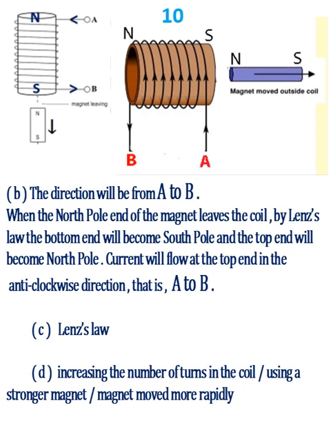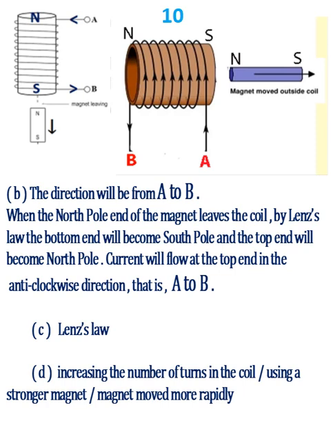See diagram number 10. When the north pole end of the bar magnet is moving away from the solenoid by Lenz's law, the nearer end will become south pole and the further end will become north pole. The further end in this case is the top part of the solenoid, as in the previous diagram. Since it is a north pole there, current will flow in the anti-clockwise direction, that is A to B.